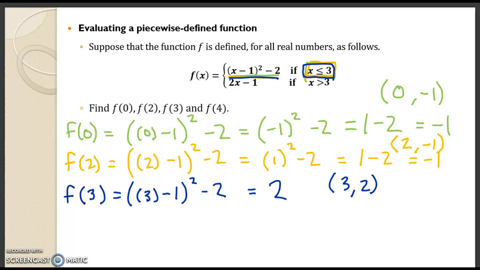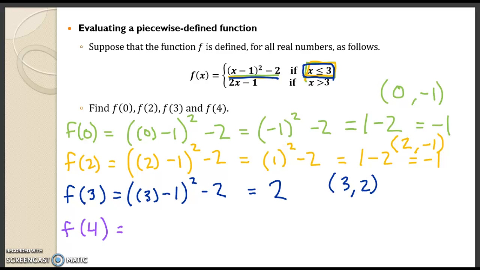For the next one, f of 4, I want you to pause the video right now, try it on your own, see what you get. Okay, I'm going to continue. If you haven't done it on your own, please go ahead and pause the video. We're going to plug in 4 for x. Oh wait, I didn't do something. What did I not do? I didn't check the domain, right?